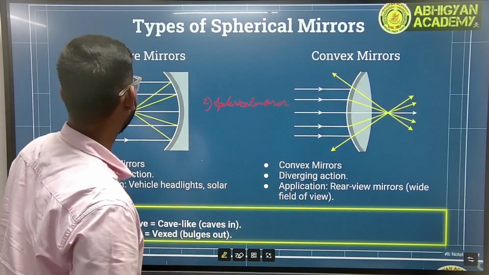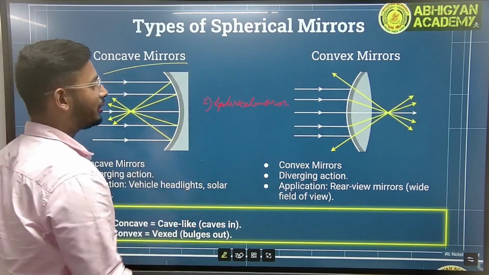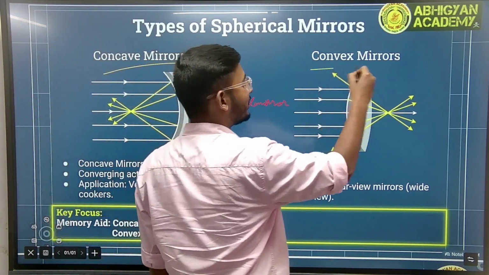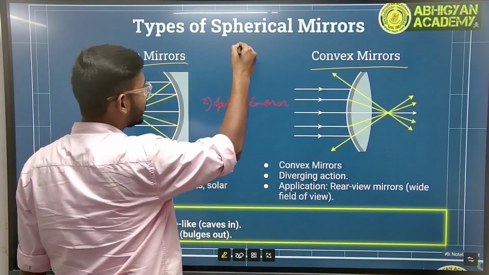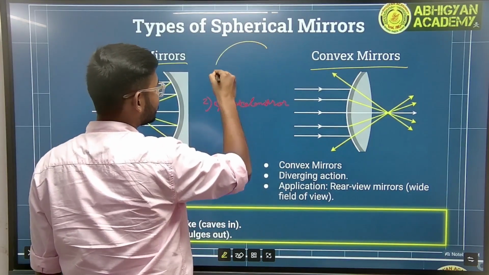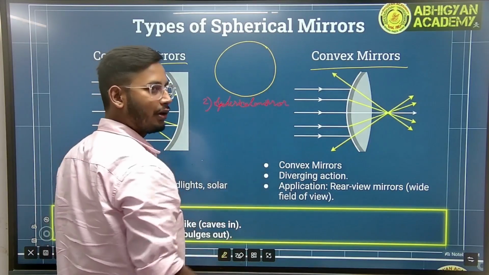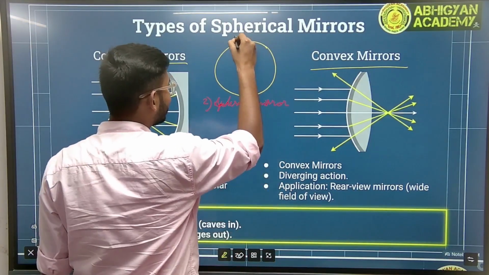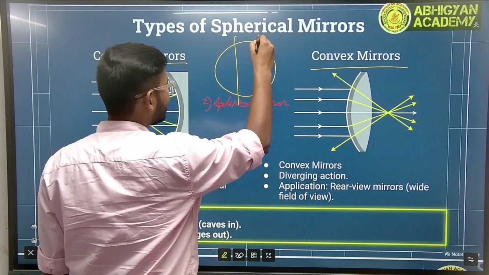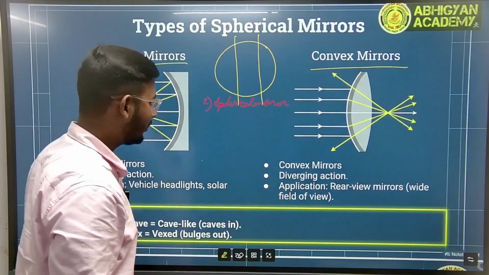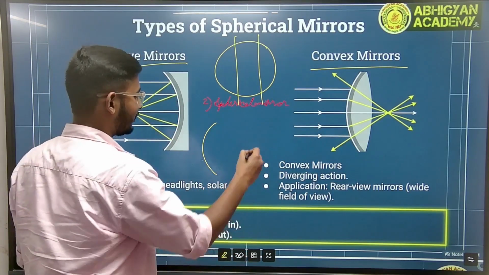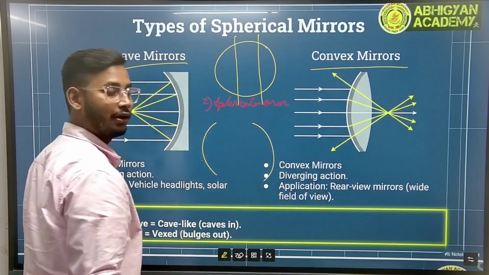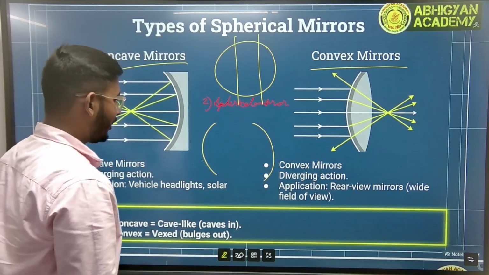Okay, one is concave mirror and another is convex mirror. Spherical mirror is, let's say this is a sphere, and we cut the sphere here and here. So we get one surface like this and one surface like this.